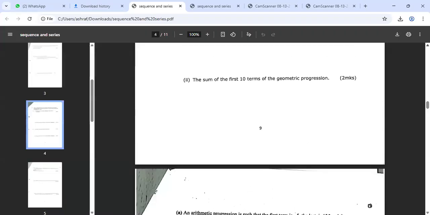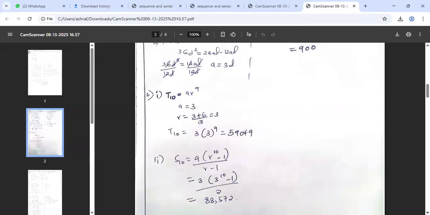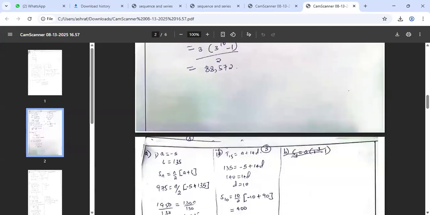So the last part was the sum of the first 10 terms of the geometric progression. We had gotten the value of A, the first term, as 3, and R, the common ratio, we also got as 3. Those ones you understood? Yes. Okay, so now to get the sum of the first 10 terms, usually you consider the value of R. If it's greater than 1, there's a formula we use. If it is less than 1, there's another formula we use. So since this one is greater than 1, we use the formula for greater than 1.